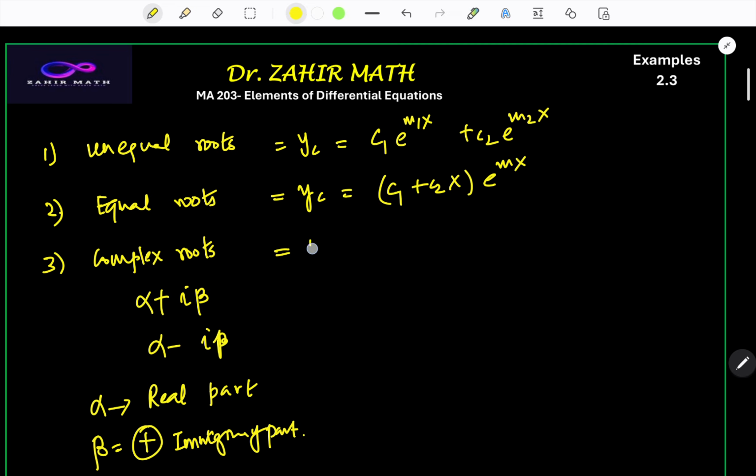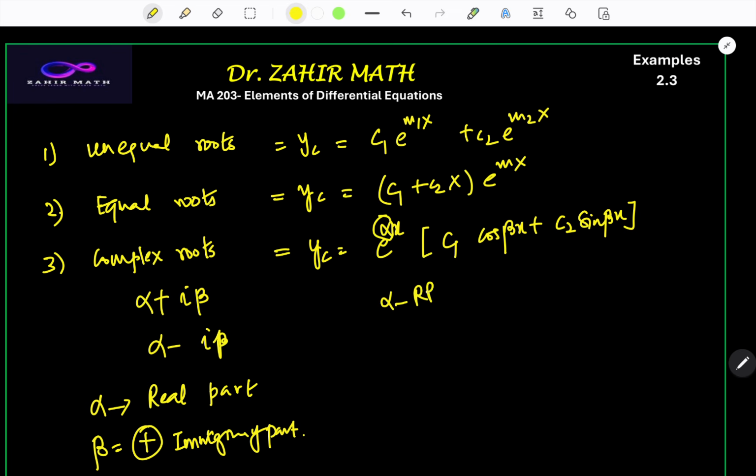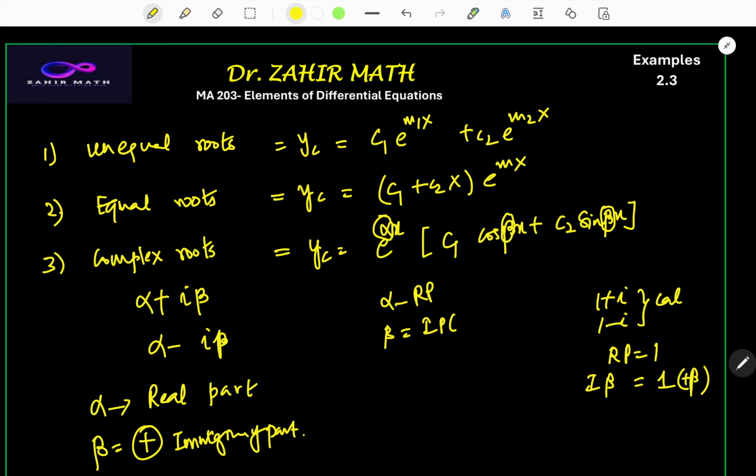This is given by yc equals e^(alpha x) times (c1 cos beta x plus c2 sin beta x). Alpha is the real part you get, and beta is the imaginary part. Suppose you get 1 plus i and 1 minus i in the calculator. What is your real part? The real part is 1. What is your imaginary part? The imaginary part is plus 1, so beta is positive. These rules you have to remember.